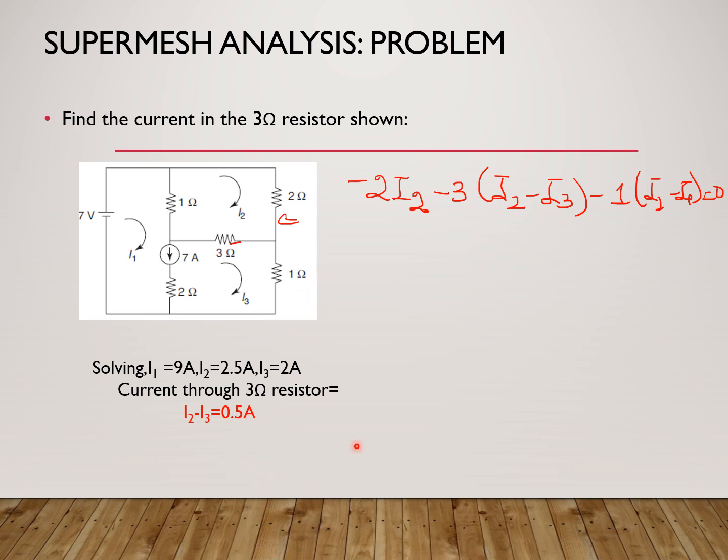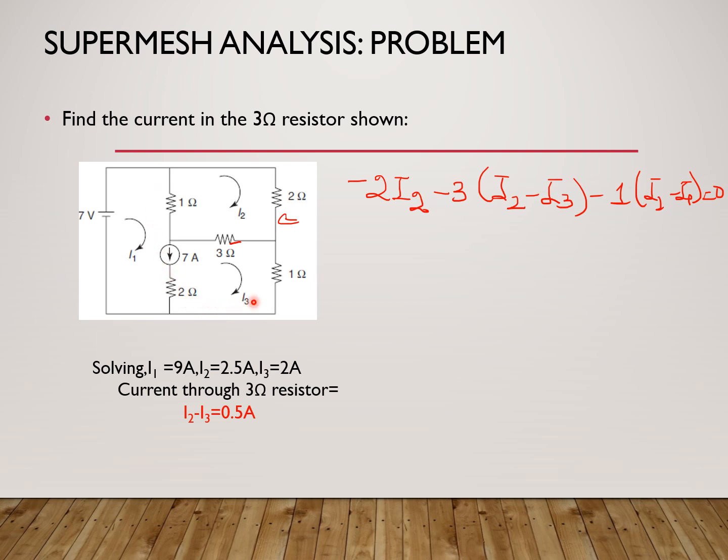So again, repeating that for super mesh, first what we do is we write a KCL equation for the current source, which is common to two of the meshes, right? Then by removing the current source, you write the KVL equation for the super mesh. Remember, when I'm speaking about super mesh, it is mesh 1 and mesh 3 which we are considering here, right?